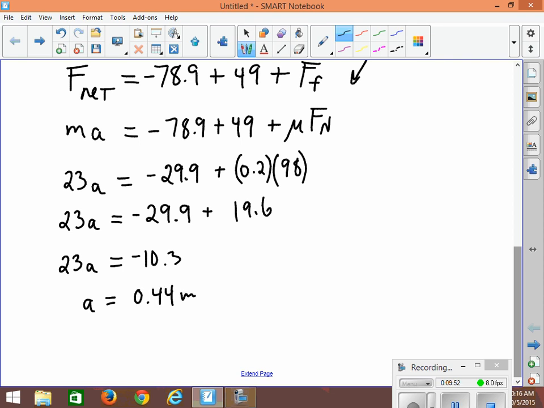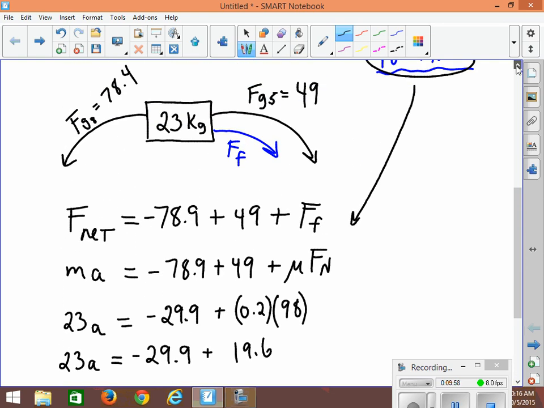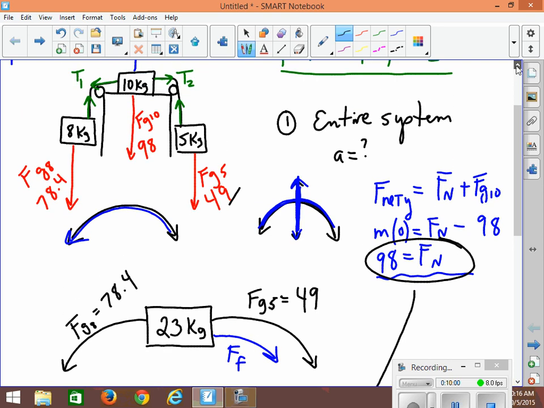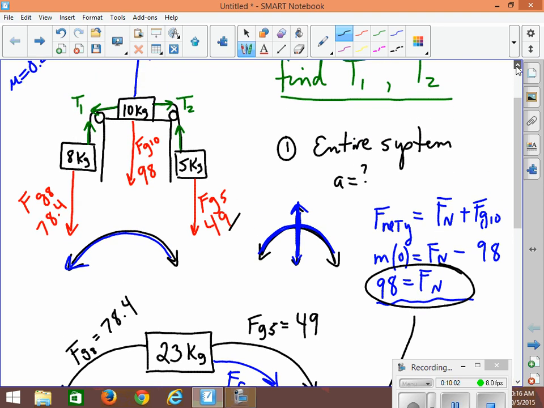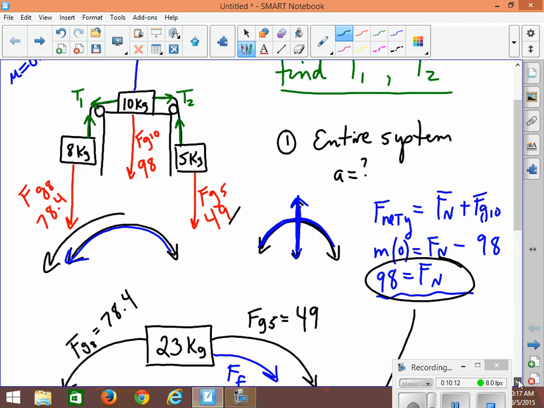meters per second squared, and of course we get a negative number, and that's what we want, because our original assumption was that this would move, the 8 kilogram block would win. So we're getting this kind of motion, that's counterclockwise-ish, so the negative acceleration is what we want. So far so good? Did I make a mistake?